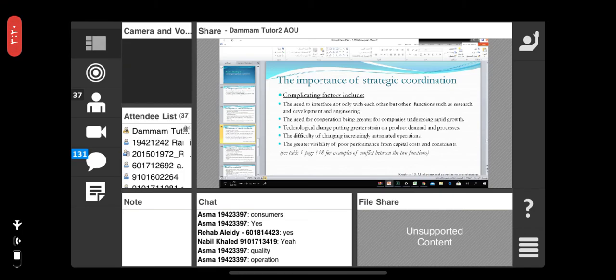Other complications sometimes in the organization: technology change puts a greater strain on product demand and process. These are some complications inside the organization. Now technology sometimes puts some strains on product demand and on a process.